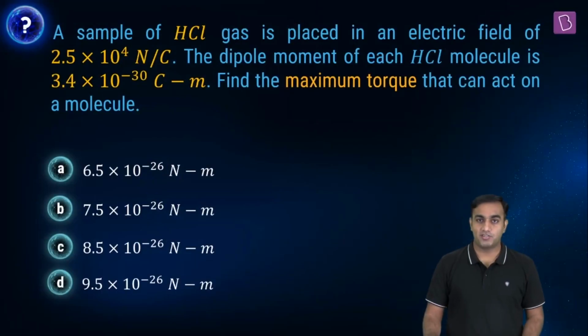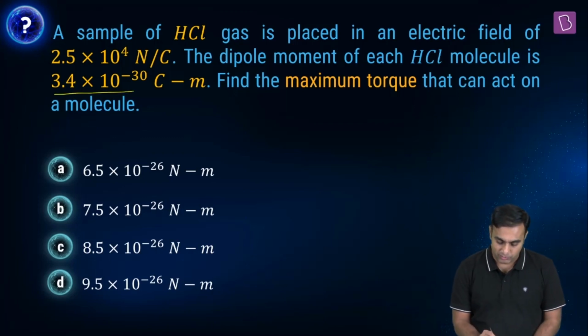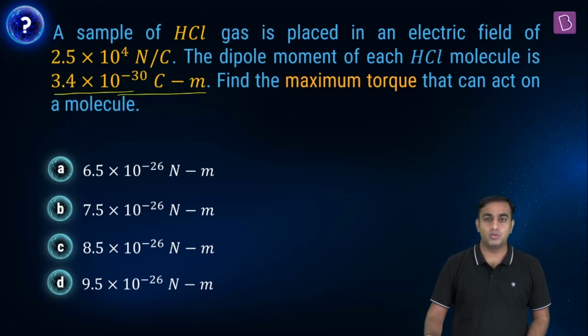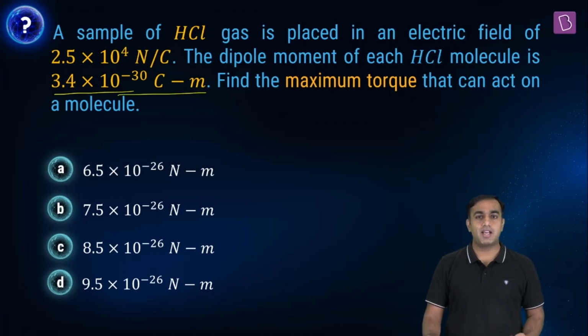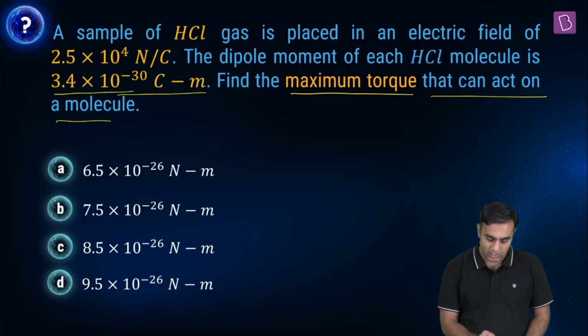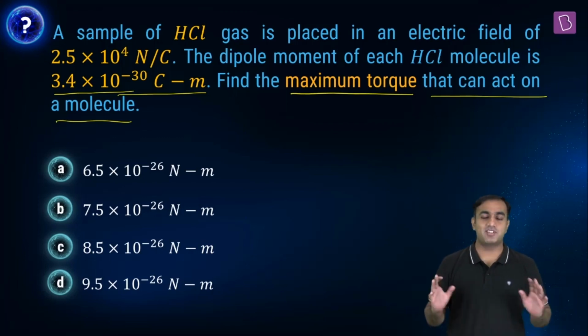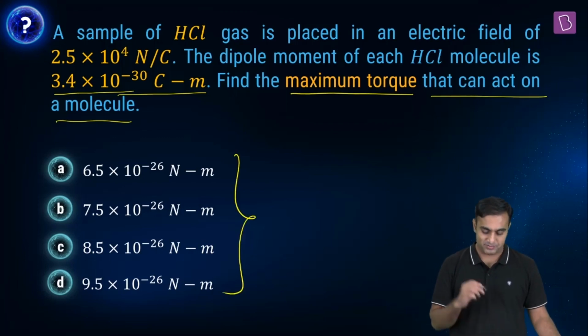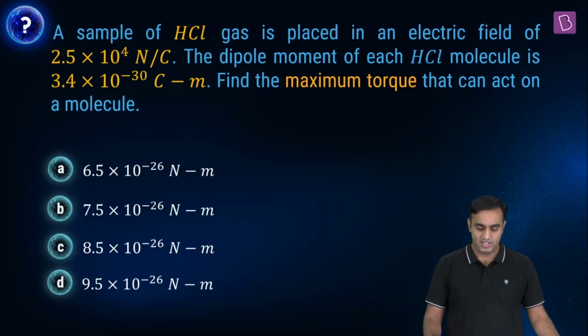Let me help you with the data given here. We are considering a sample of HCl gas kept in a uniform electric field region. It is also said that each HCl molecule has got an electric dipole moment equal to 3.4 into 10 to the power minus 30 coulomb meter. We also have the magnitude of the electric field as well. We need to find the maximum torque that can act on a molecule under these circumstances. Here are our options.